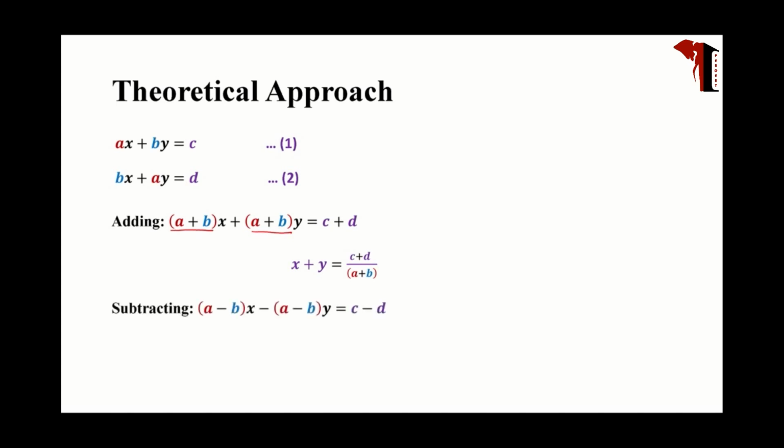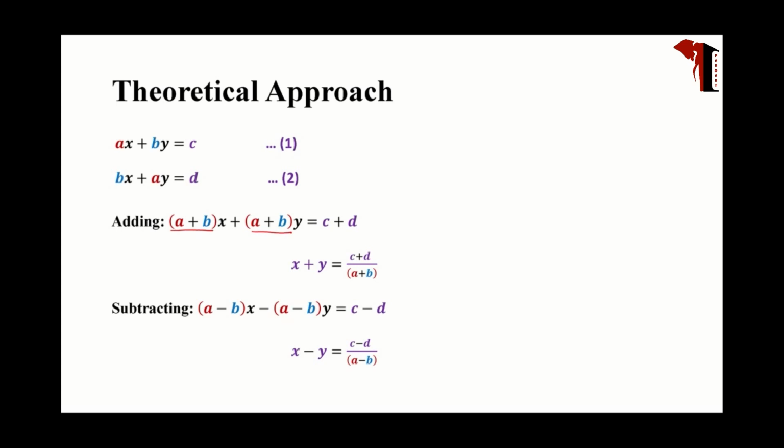Same way, if you are subtracting, what do you get? (a minus b)x minus (a minus b)y equals c minus d. Here it is clear that a minus b is again common. So if you take it common and transpose, what happens? x minus y equals c minus d by a minus b.